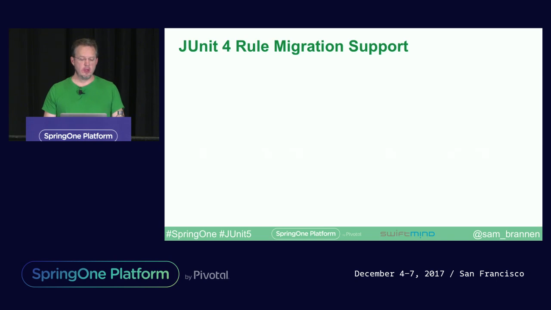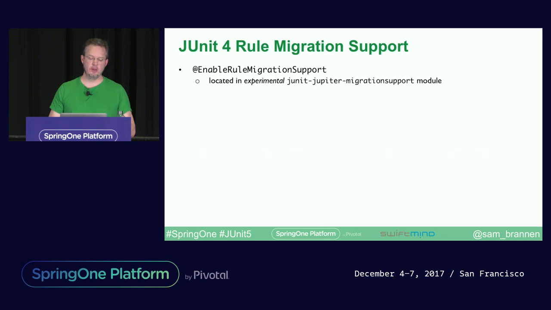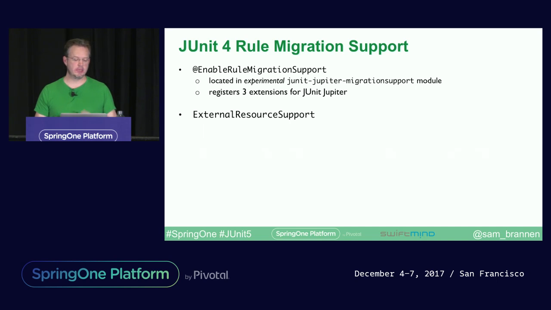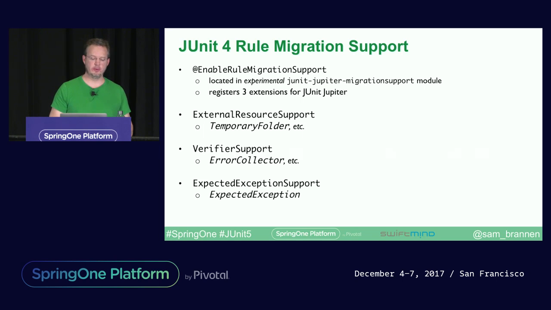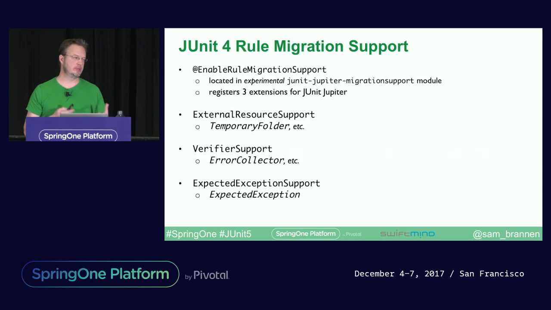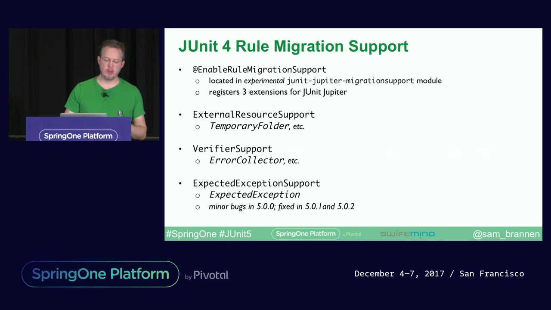So in terms of the rules, in order to make it easier to migrate existing test bases, we do in fact have limited migration support for JUnit 4 rules. You just annotate your test class with EnableRuleMigrationSupport, and that will automatically register three extensions by default. One is the ExternalResource support for things like TemporaryFolder rules from JUnit 4, Verifier support for things like ErrorCollector, and ExpectedException support if you're using ExpectedException as a rule in JUnit 4. You can actually use these kinds of rules in JUnit Jupiter or JUnit 5. The other kinds of rules don't work because the model is different, so we can only support these particular types of rules.